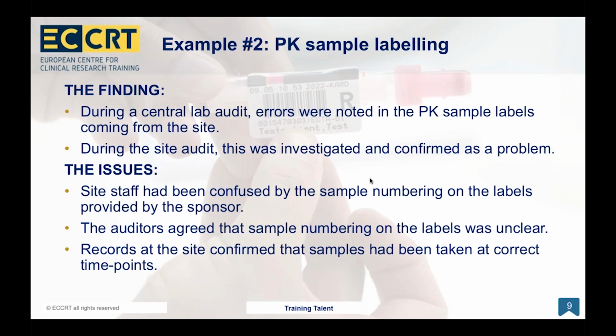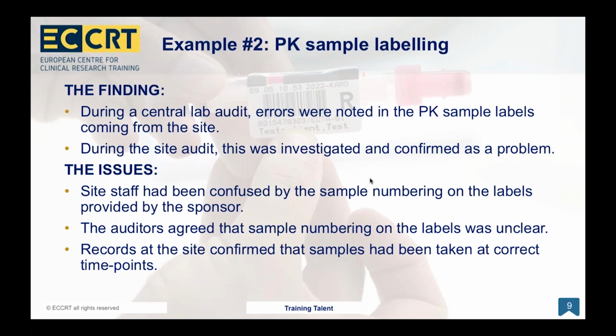What had happened? What were the issues? The site staff had been confused by the sampling numbering on the labels provided by the sponsor. They'd actually started numbering and labeling in a certain way, and then it changed halfway through the study, and the site staff really got very lost in these types of labels. And in fact, we, the auditors, agreed that the sample numbering was indeed confusing.